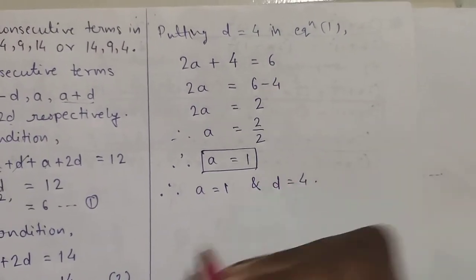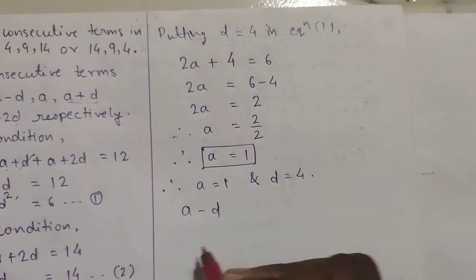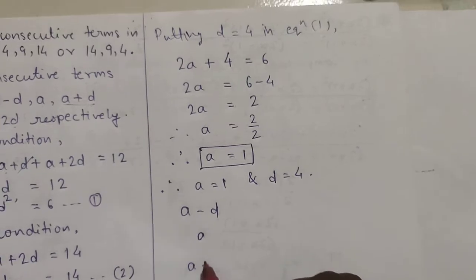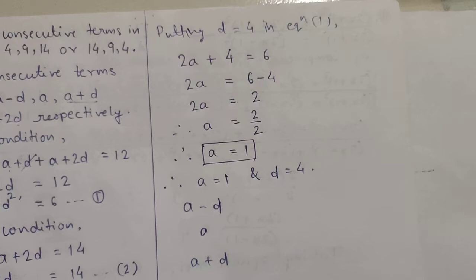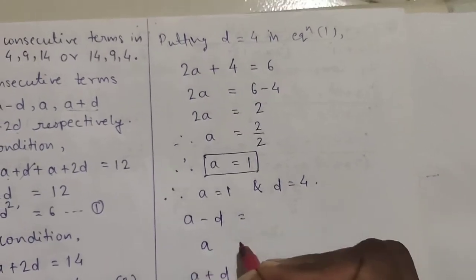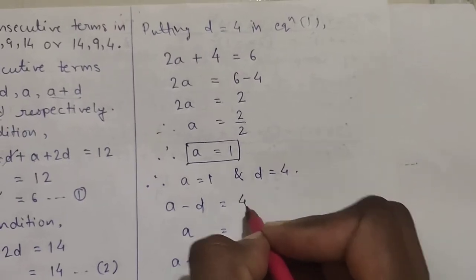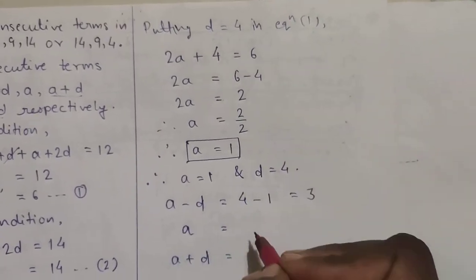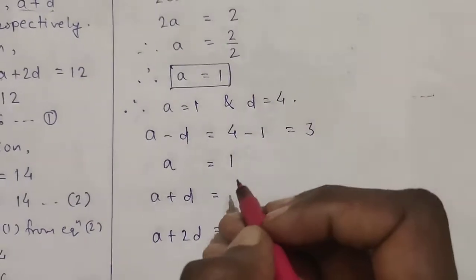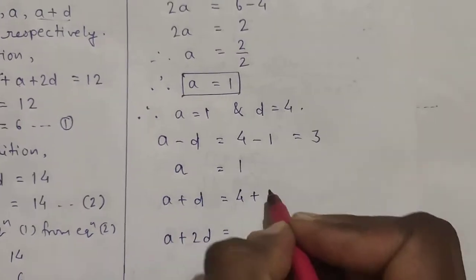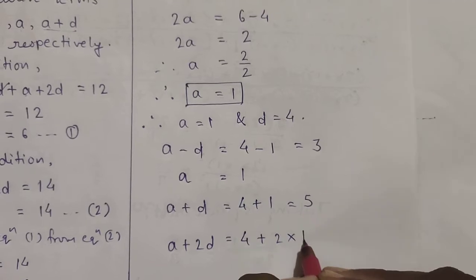Now let us find out all the 4 terms. So first term was A minus D, second term was A, third term was A plus D, and our last term, fourth term was A plus 2D. So let us find out each value. Okay, so first A minus D. So this becomes 1 minus 4, and that is minus 3. Here already we have a value 1. Okay, then A plus D. So 1 plus 4 equals 5, and then A plus 2 into D.